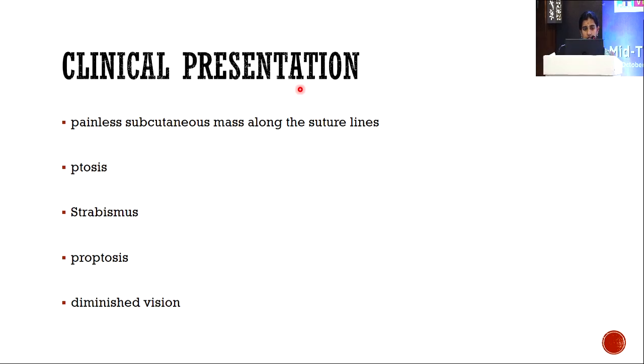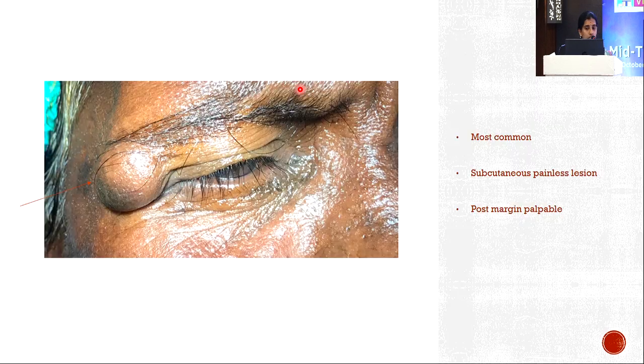Coming to clinical presentation, the most common presentation is a painless subcutaneous mass along the sutural lines. In this patient, we can see the most common type of presentation, where the posterior margin is palpable. In such cases, any radiological investigation is not needed, but sometimes just to be on the safer side, we can go ahead with a CT scan.